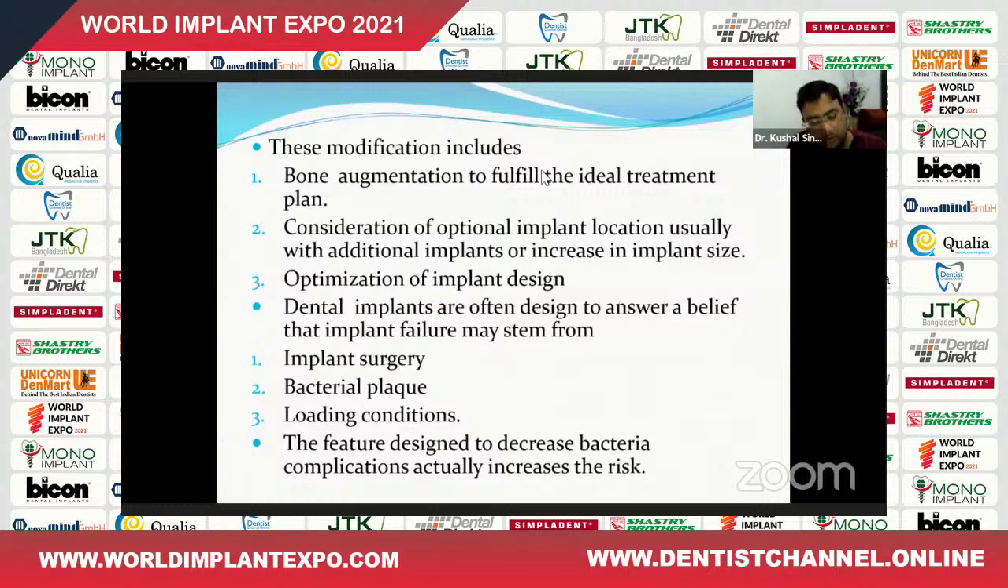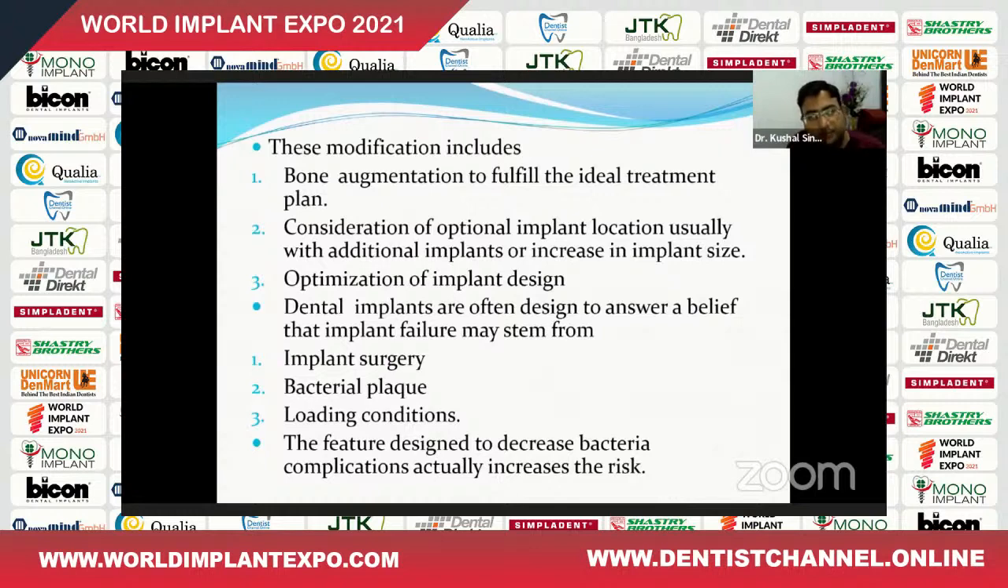Okay, next. These modifications include bone augmentation to fulfill the ideal treatment plan. Then we'll consider the optional implant location, usually with an additional implant or an increase in the implant size. Or thirdly, we'll optimize our implant design. Dental implants are often designed to answer a belief that implant failure may stem from the surgery, from bacterial plaque, or from loading conditions. The features designed to decrease the bacterial complication actually increase the risk.